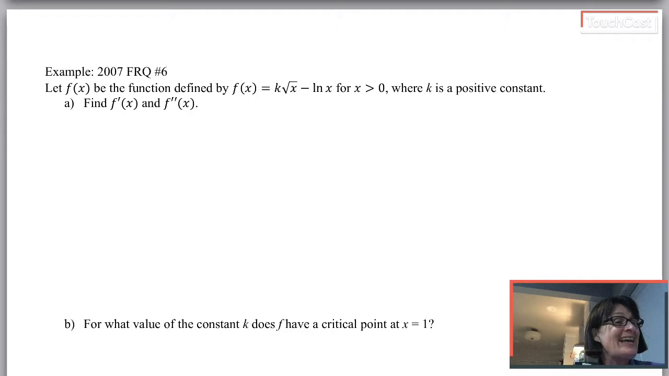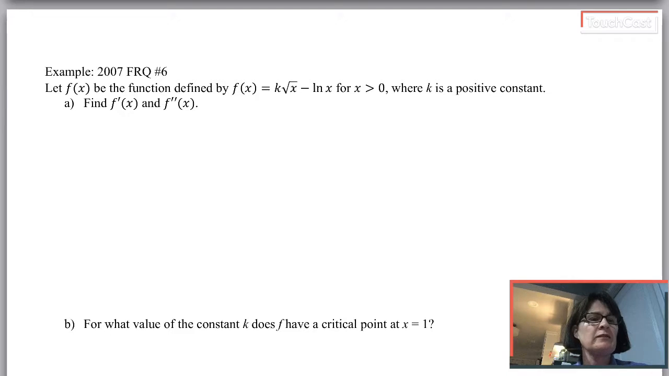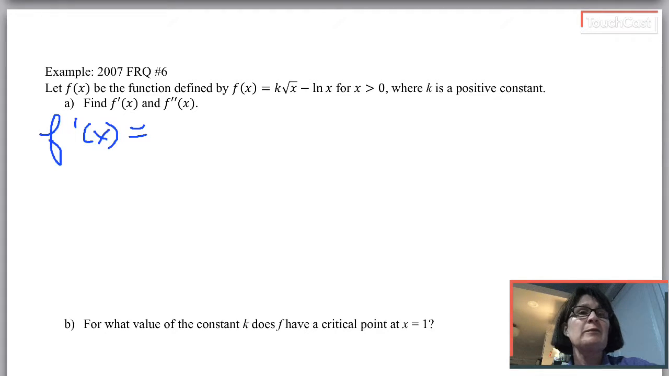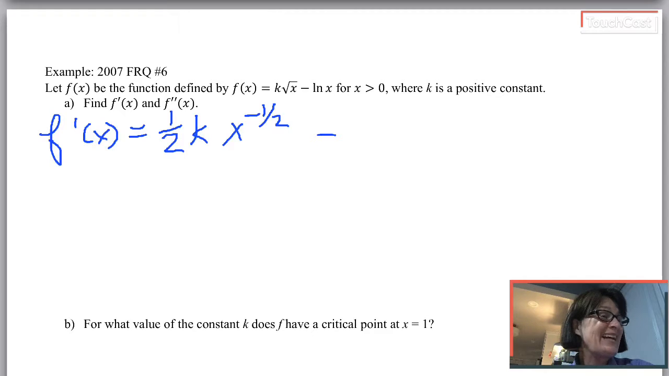Our first job is to find f prime and f double prime. So f prime, neither of these is going to require the chain rule. Let's get the whiteboard here. So f prime of x, k times x to the 1/2. The derivative is going to be 1/2 k x to the -1/2 minus the derivative of natural log of x, which is 1 over x. So that's my first derivative.